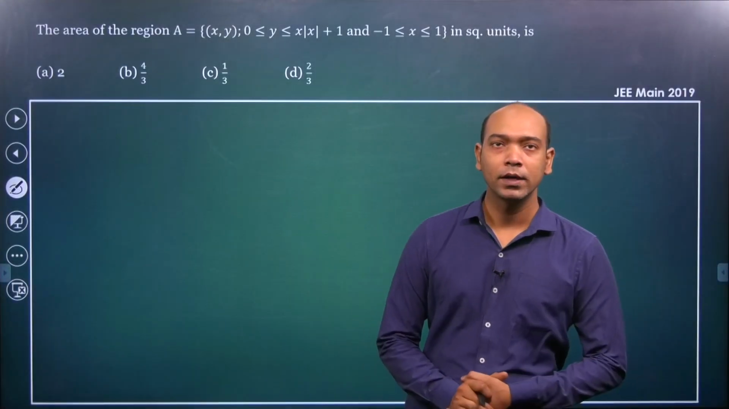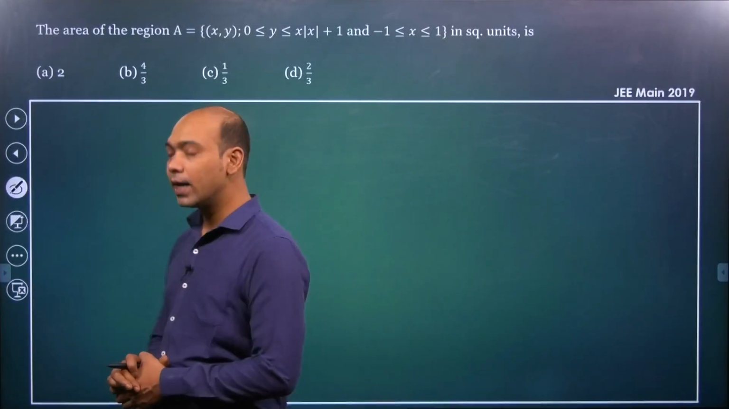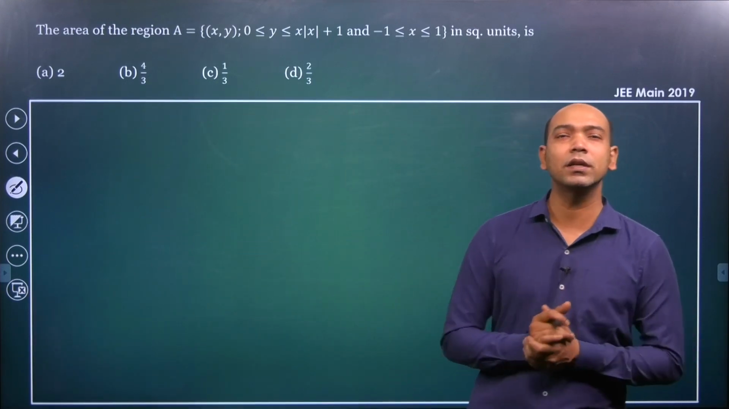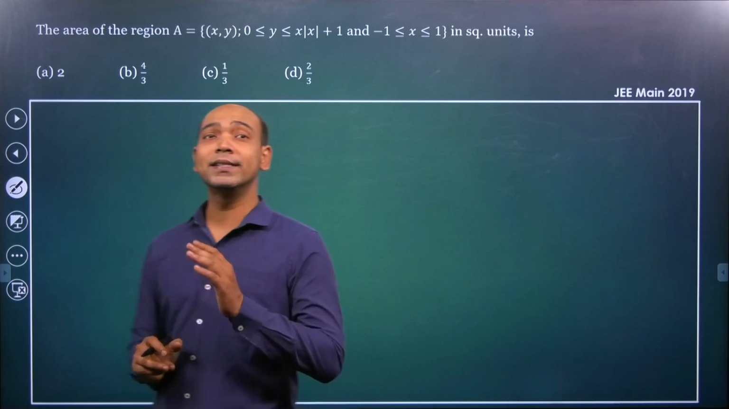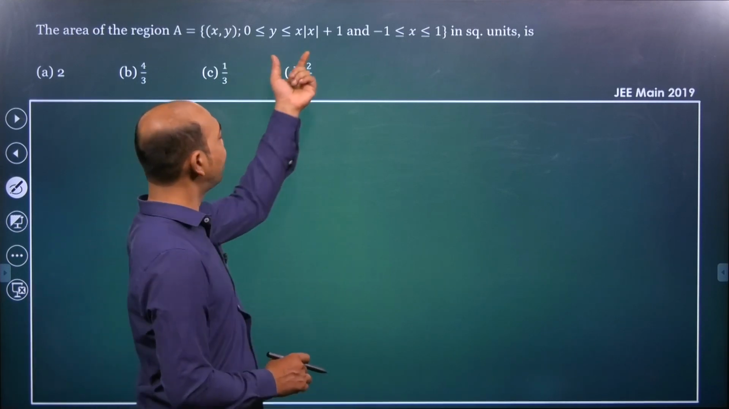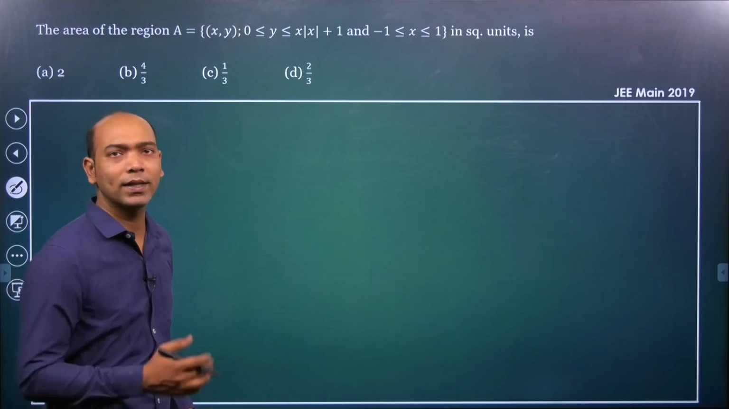Hi all. This problem comes from the year 2019, where we talk about the area bounded by the given curves and the given region. First we have to understand the given curves. Every curve here is not complicated; only the function x times (|x| + 1) is complicated.